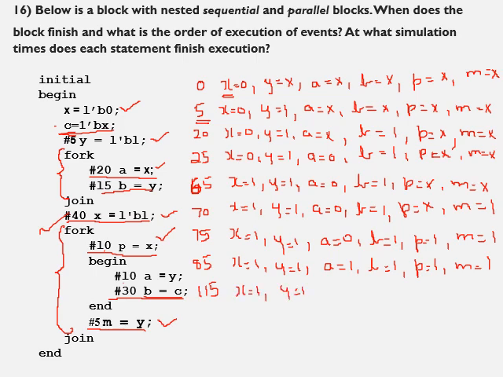So remaining things will be same. A equal to 1, B equal to X, P equal to 1 and M equal to 1. So this is the output of this program code.